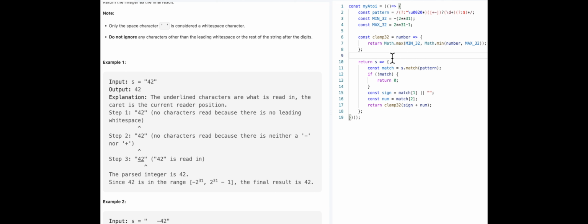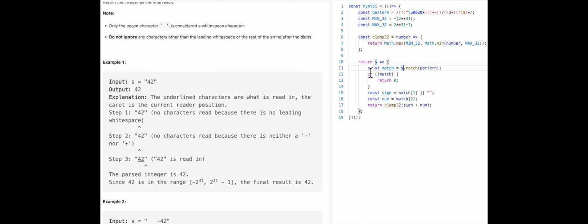That's good. That locks all these things down, and it means that they're only evaluated once. We don't create a regular expression and then allow it to be garbage collected each time the myAtoy function is called. The myAtoy function is this. This is the myAtoy function, because when this code is run, it returns this and assigns it to the myAtoy variable.